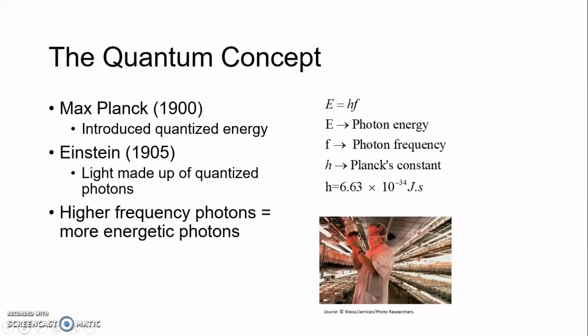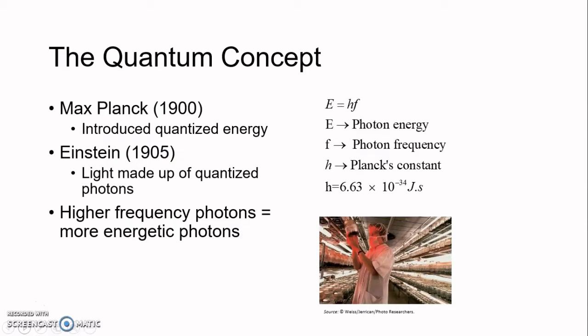Now let's get into the quantum concept of chemistry. This has its roots in physics, but is the basis of what the atom really is. This started with Max Planck in the year 1900. He introduced the idea that energy is quantized, meaning you can have certain amounts of energy, but the amounts of energy in between those two amounts do not exist. It does not happen. So that was the theory.